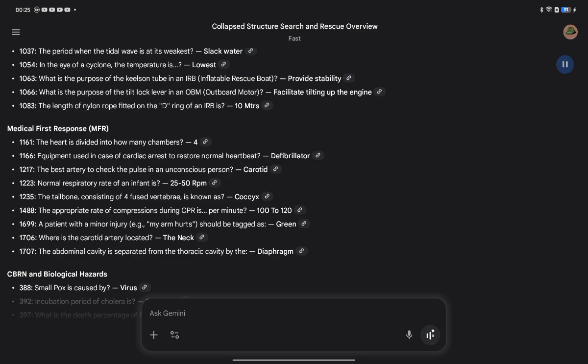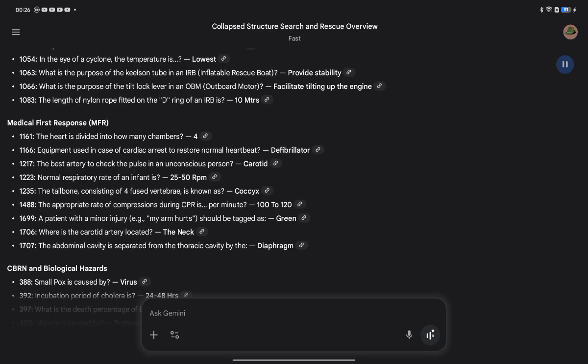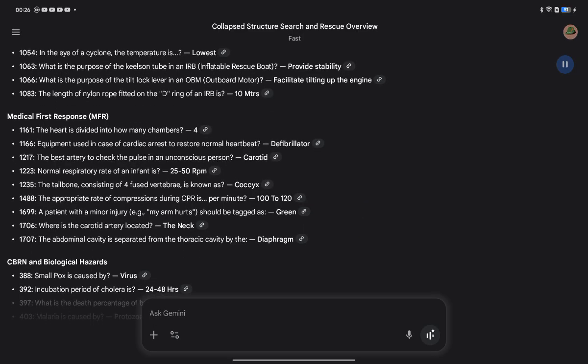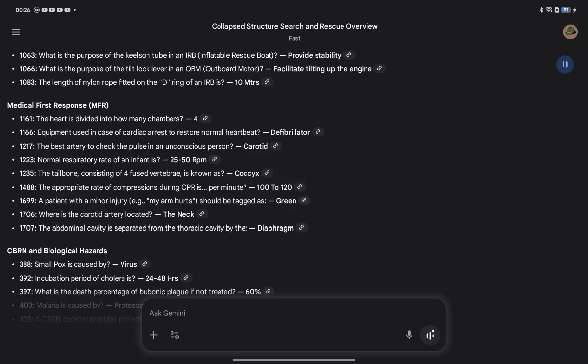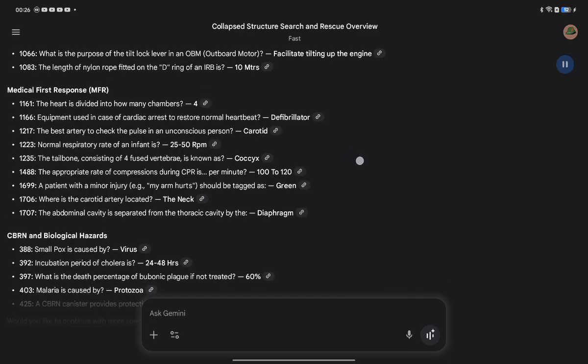1063. What is the purpose of the Keelson tube in an IRB, inflatable rescue boat? Provide stability. 1066. What is the purpose of the tilt lock lever in an OBM, outboard motor? Facilitate tilting up the engine. 1083. The length of nylon rope fitted on the D-ring of an IRB is 10 mtrs.